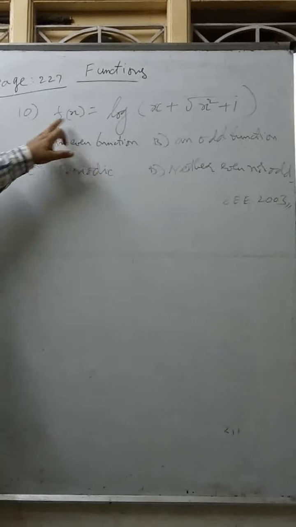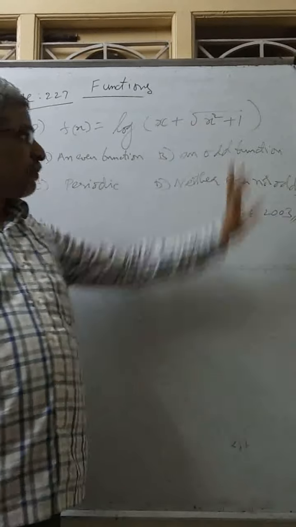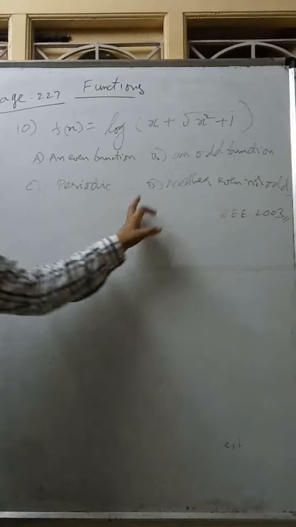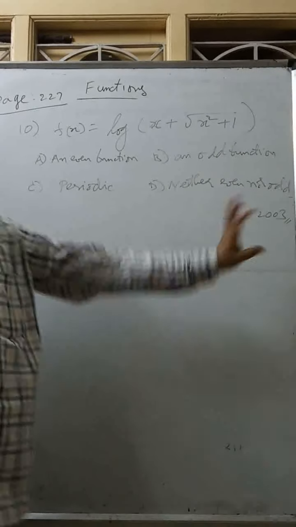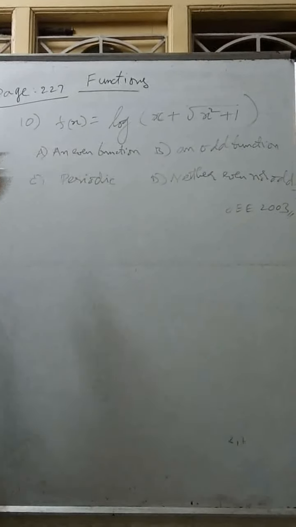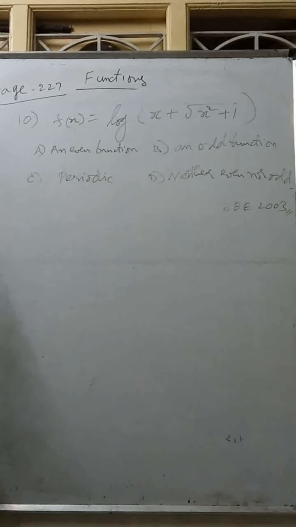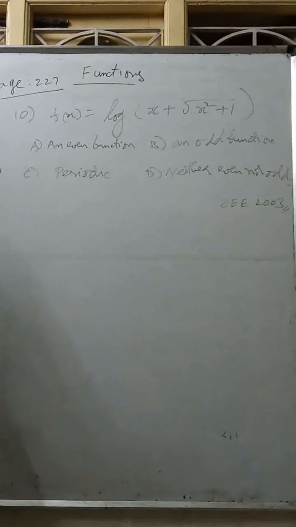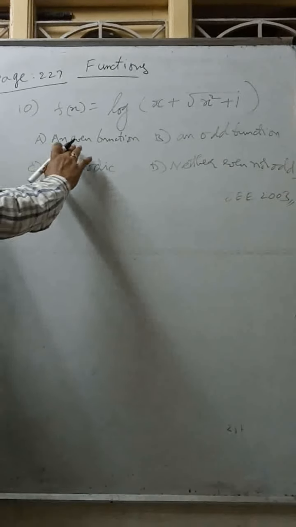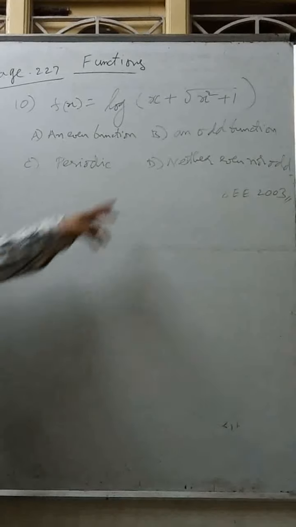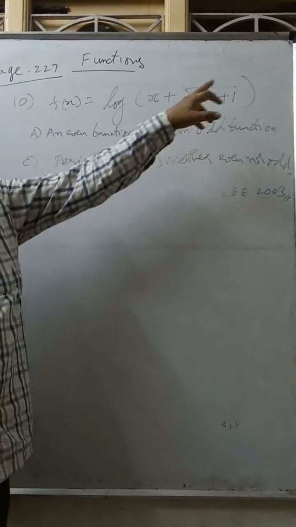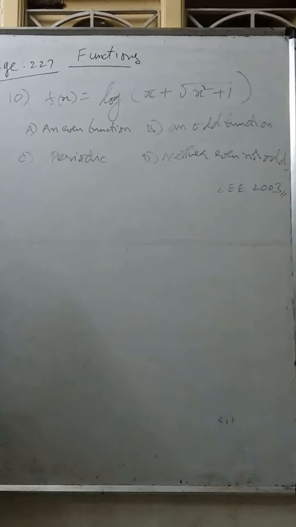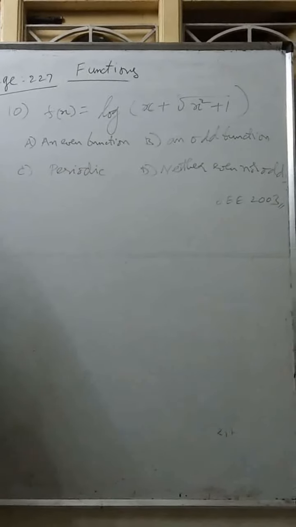So, f of x equal to log of x plus root of x square plus 1. Is it an even function, an odd function, periodic function, neither even nor odd, given in JEE 2003. We know what is an even function, what is an odd function, what is a periodic function. Even function means f of x equal to f of minus x, then it is called an even function. Odd function means f of minus x equal to minus f of x, odd. If both are not, neither even nor odd. Periodic means f of x plus t equal to f of x, then t is the period.